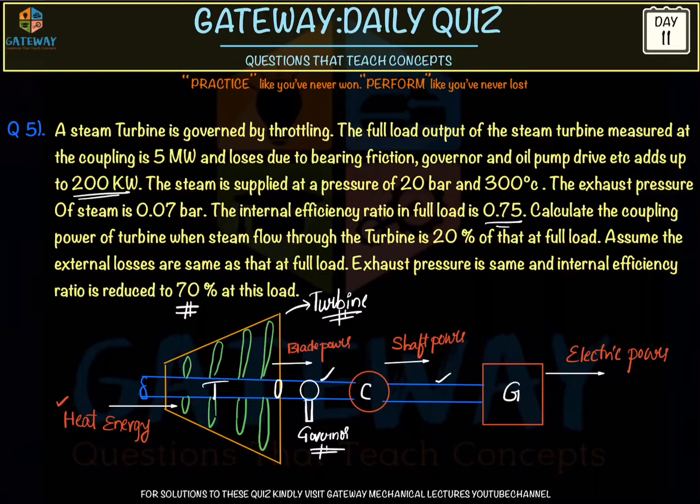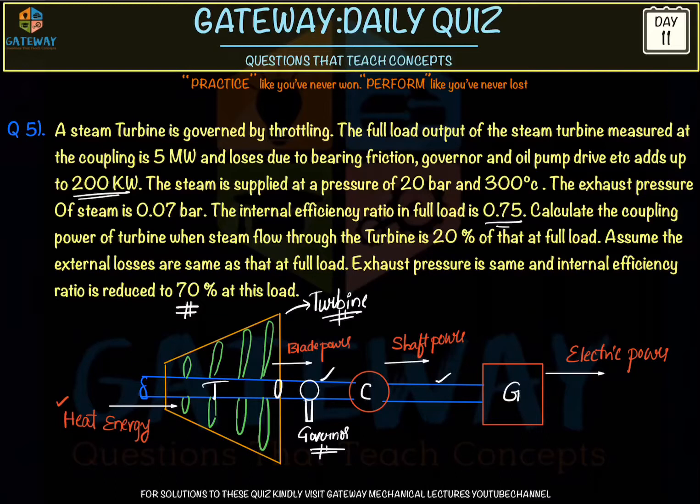So when we turn on every device and it is running at full load, you need to supply more diesel here. Then your heat energy will be more here. Since you are supplying more diesel, it will produce more heat. Then the heat energy into the turbine will be more. Once the heat energy into the turbine is more, it will produce more blade power, right?